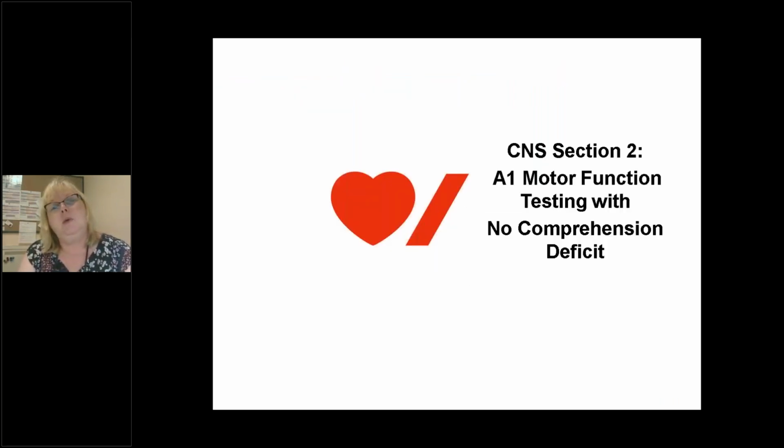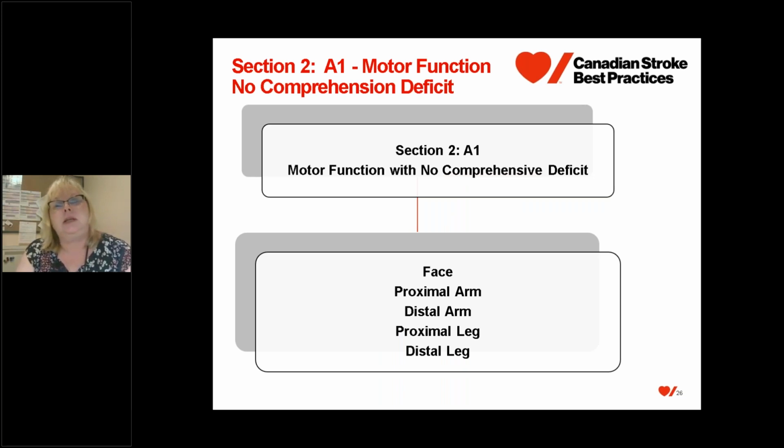When we look at Section A1, motor testing with no comprehension deficit, we know the patient is able to understand and follow commands. Therefore, the patient is able to oppose resistance applied by the examiner, and we are able to grade the degree of deficit in the patient's arms and legs. So when we look at motor function testing in A1, we look at facial weakness, impairment or weakness in the proximal and distal arms, proximal and distal legs.